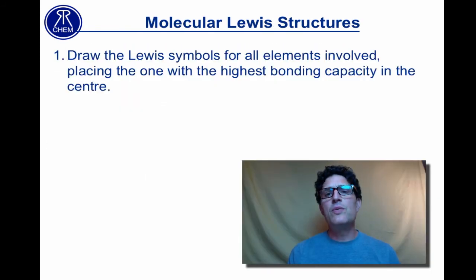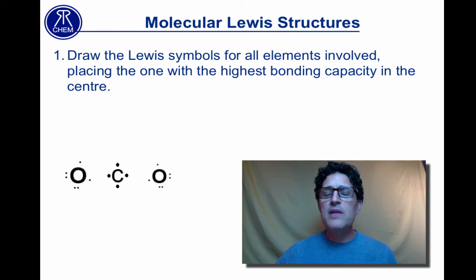In order to draw these molecular Lewis structures, you must follow certain rules. The first rule is that you need to draw the Lewis symbol for all the elements involved. Remember, the Lewis symbol just shows the valence electrons around the elemental symbol, and you place the one with the highest bonding capacity in the center. So if we look at carbon dioxide again for an example, carbon having a bonding capacity of 4 is in the center surrounded by oxygen atoms. Now none of these are bonded at this point.